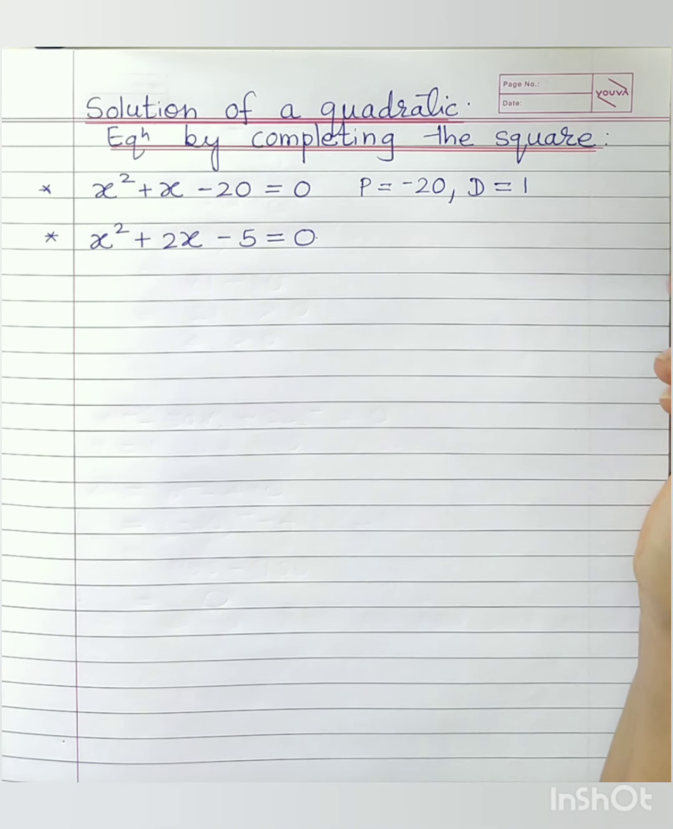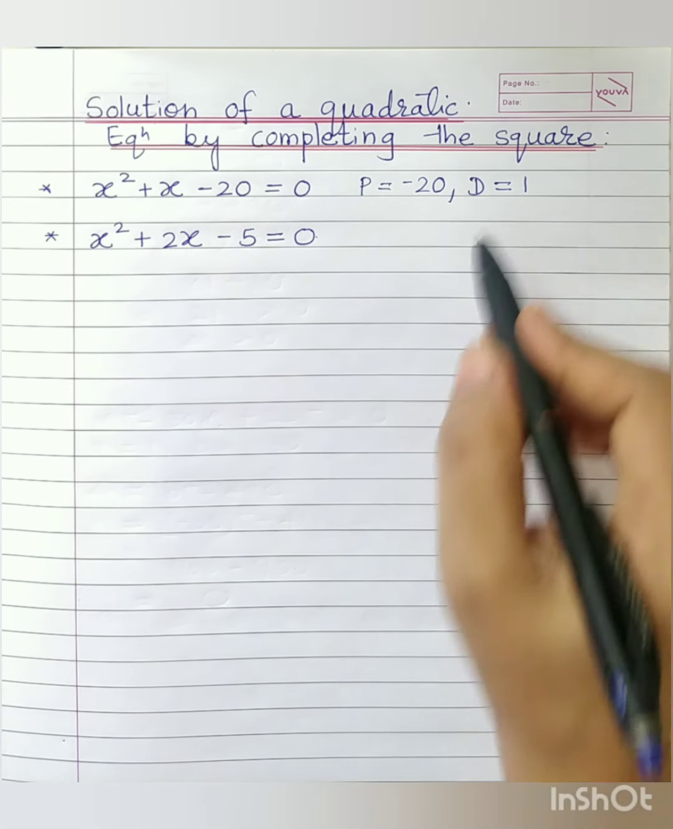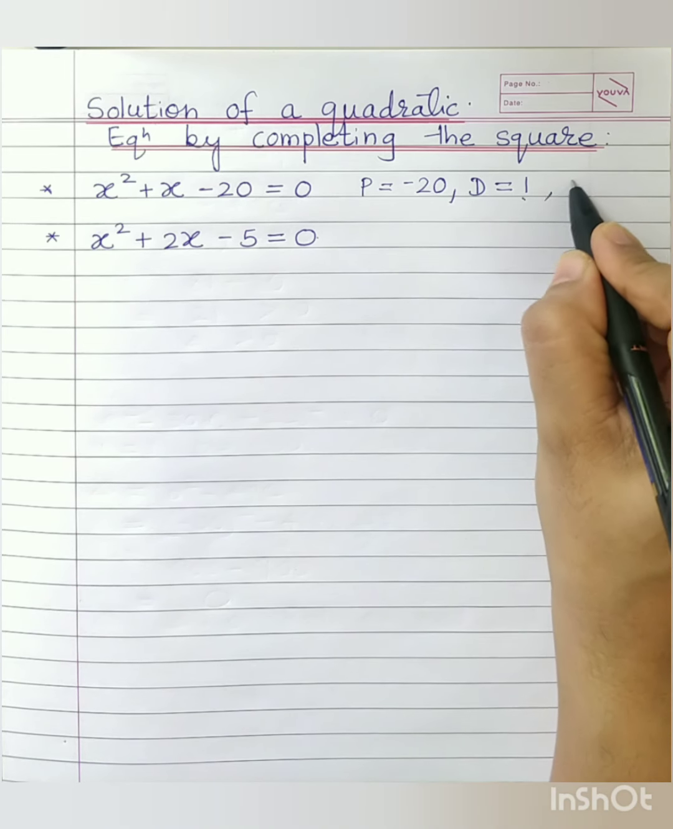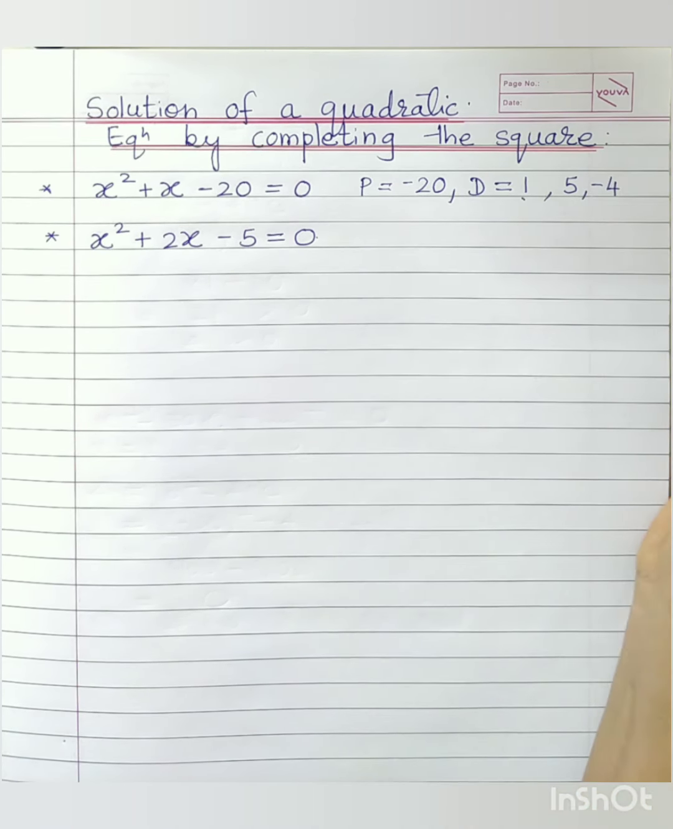What are the two numbers? Product 20, difference 1: 5 and 4, right? And since the difference is positive, our numbers will be plus 5 and minus 4. Fine, and you could have proceeded with that.